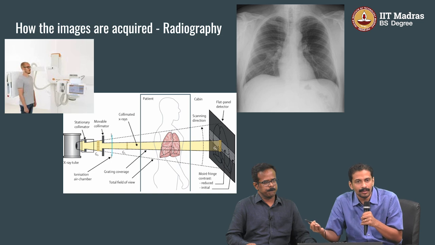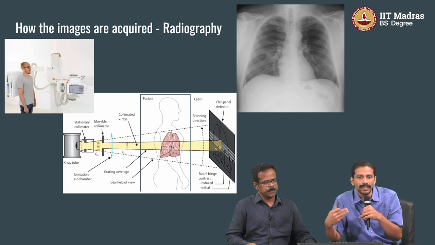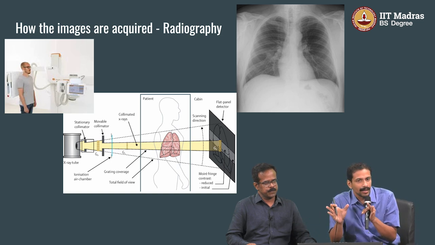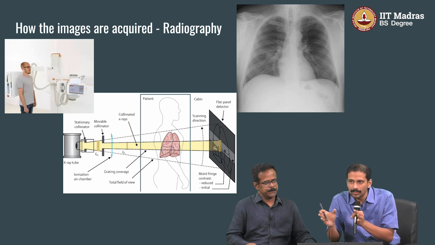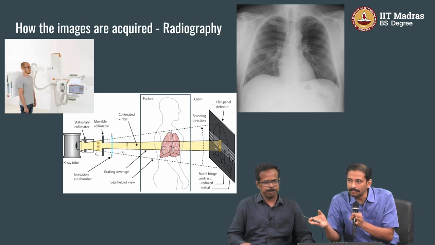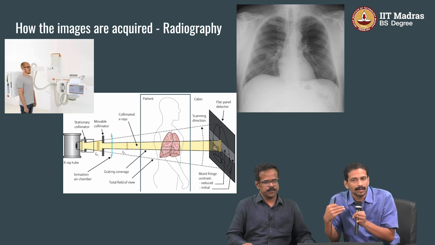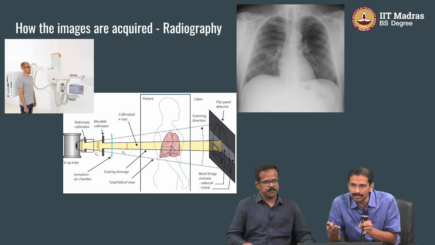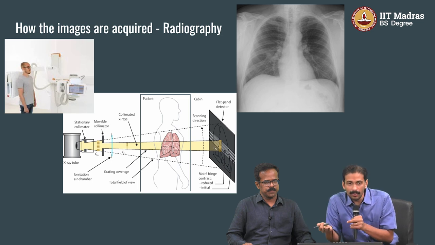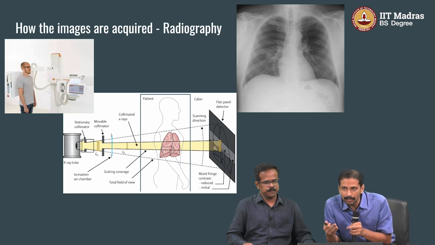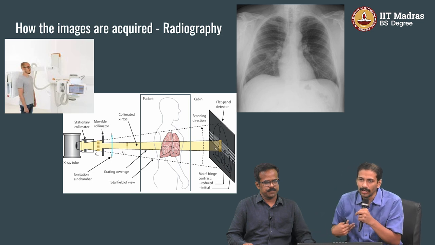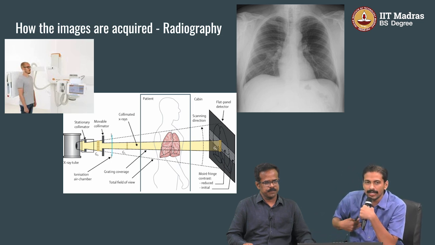We are emitting visible light. That's an electromagnetic radiation, which is captured by a camera sensor that is sensitive to visible light. What we are trying to do here is use a different form of electromagnetic radiation, which is X-ray, much more energetic and powerful compared to visible light. It crosses our body, so we are no more interested in the surface details. We are going into the body.